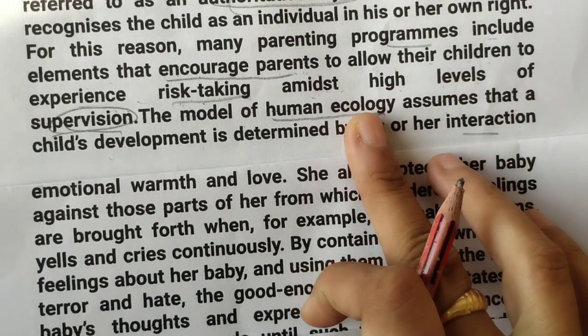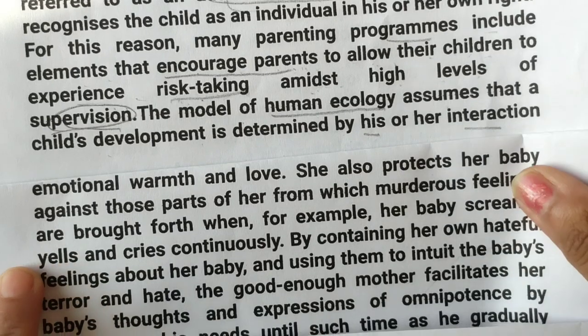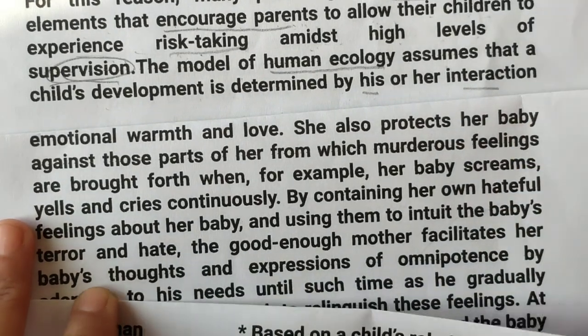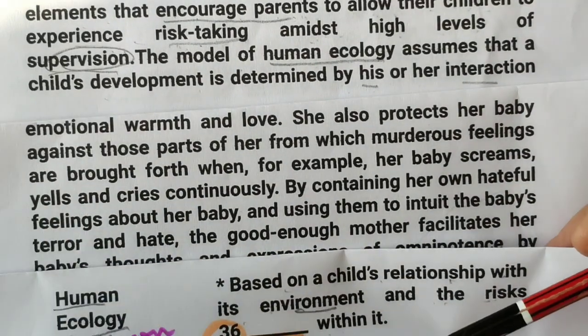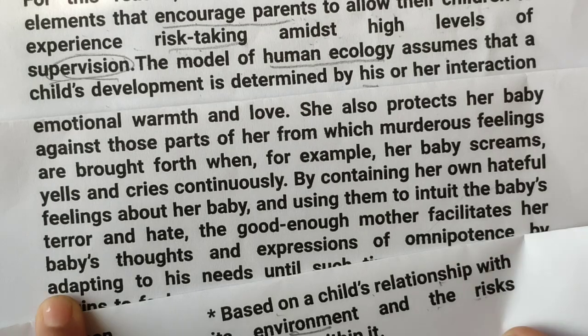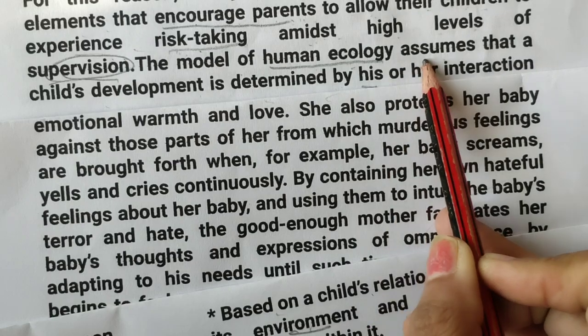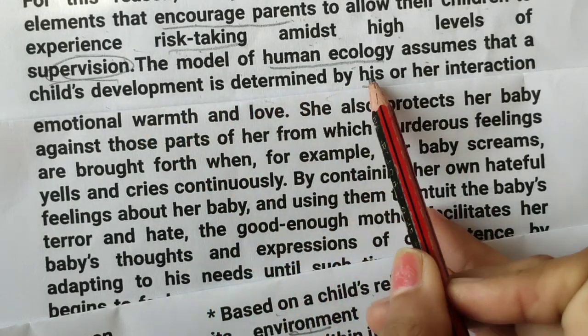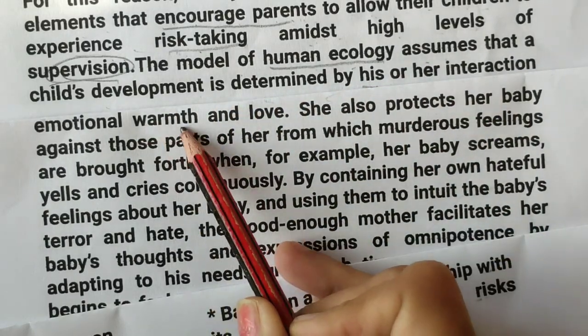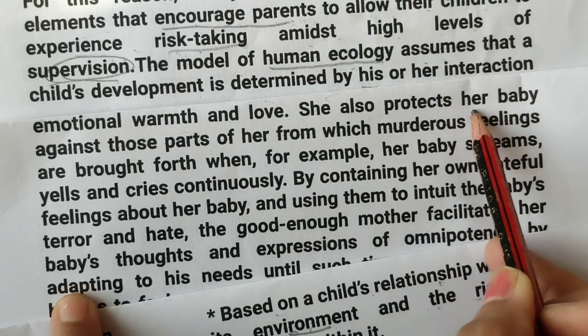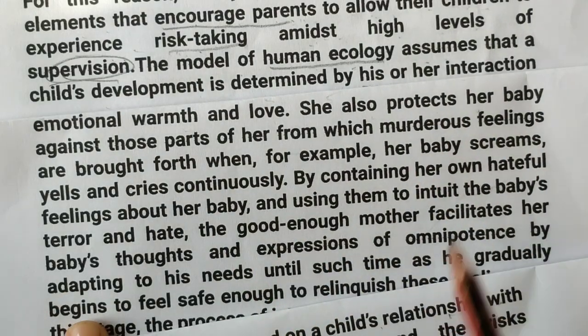So human ecology we have got here in the last sentence, and I have used my next page also. So here we were just looking for environment. The ecology assumes that child development is determined by his or her interaction, emotional warmth, love. She also protects her baby. So I'm looking for environment and risk also. So these two things I'm looking for.